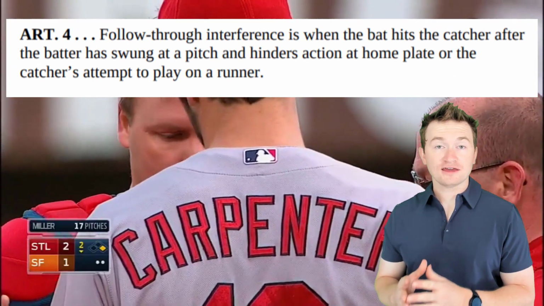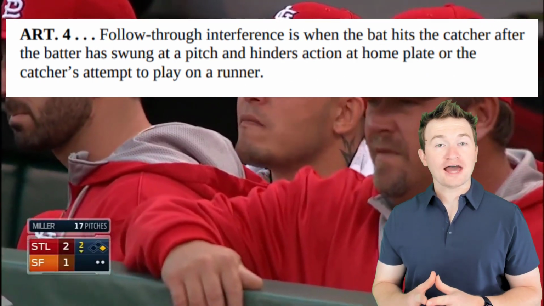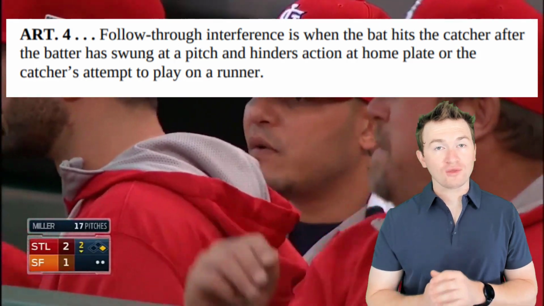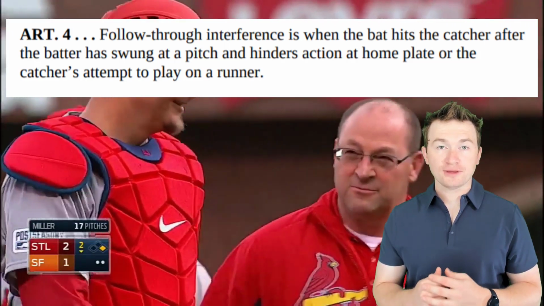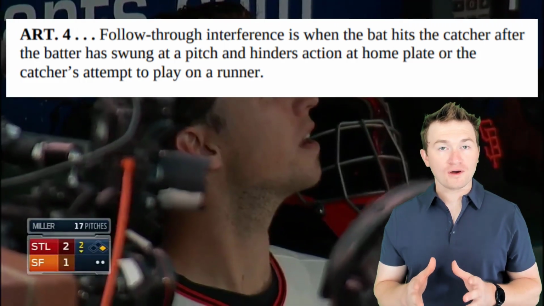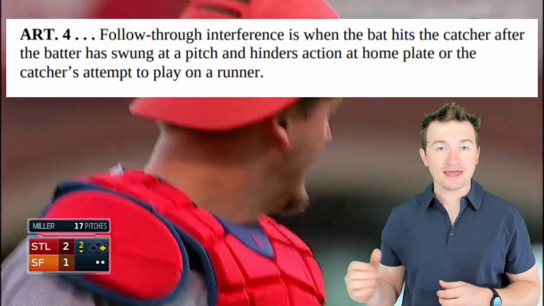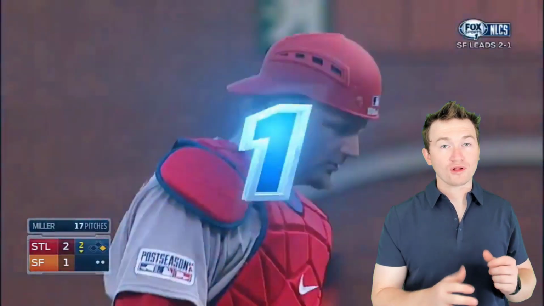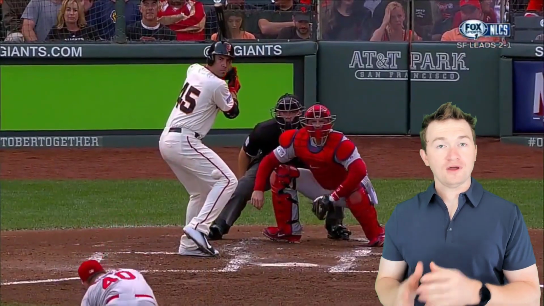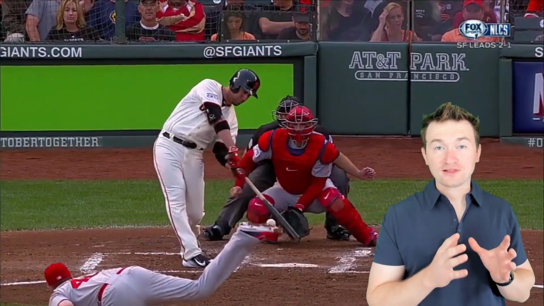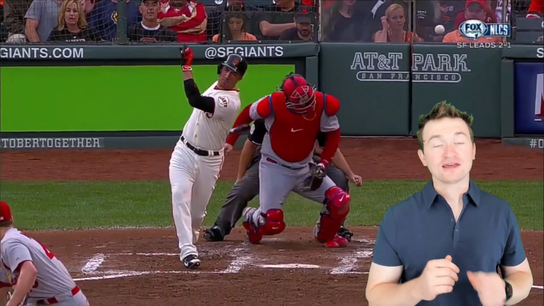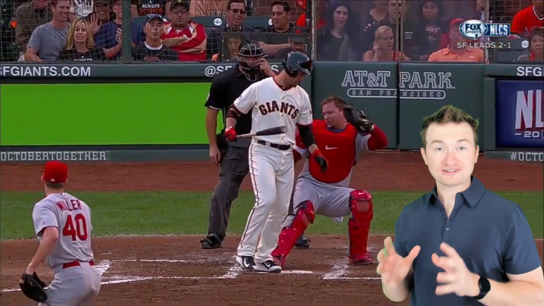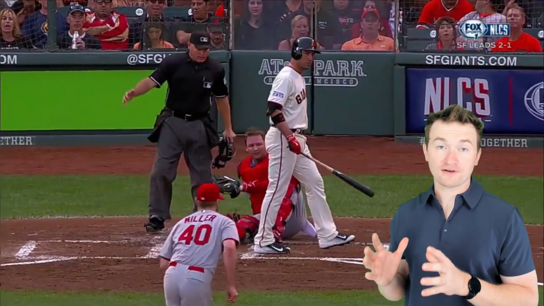They define this as when a bat hits the catcher after having swung at a pitch and goes all the way around, hindering the catcher's ability to make a play at the plate or to make a play on a runner at any other base. Now, here's the biggest difference between the OBR rule and the NFHS rule. OBR specifically labels that this is not interference. However, high school specifically does note that this is interference.